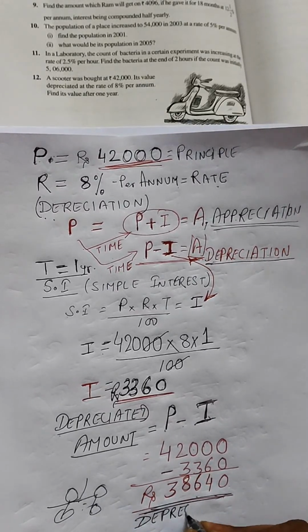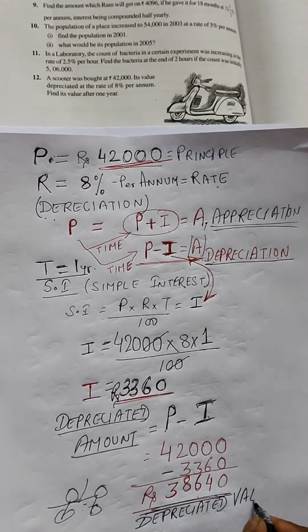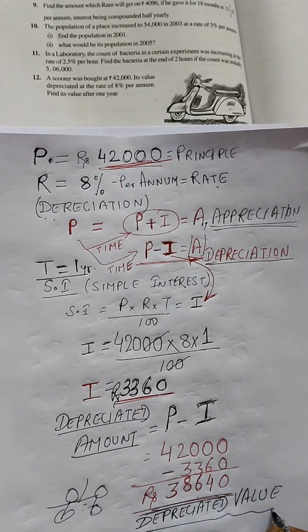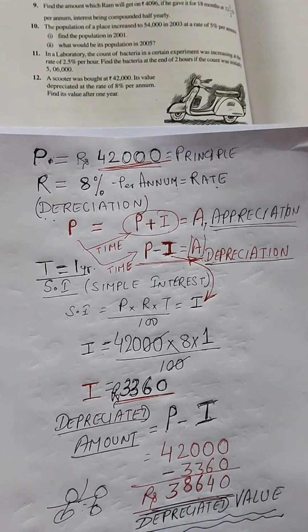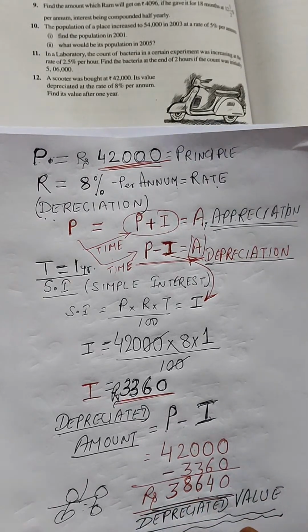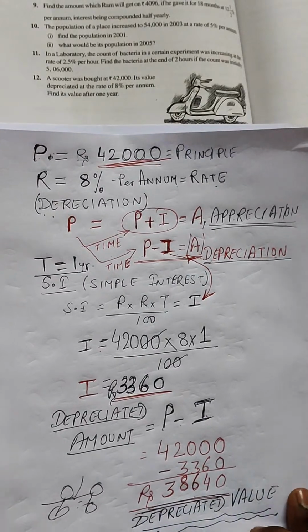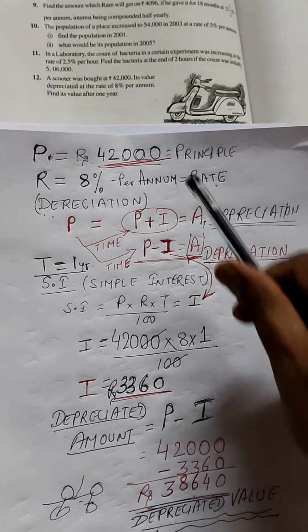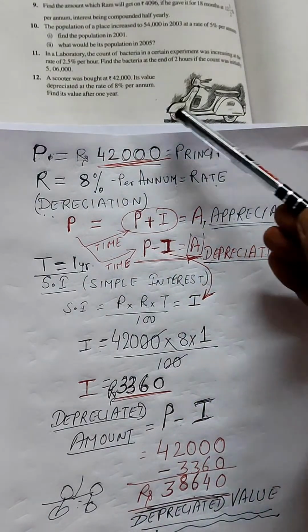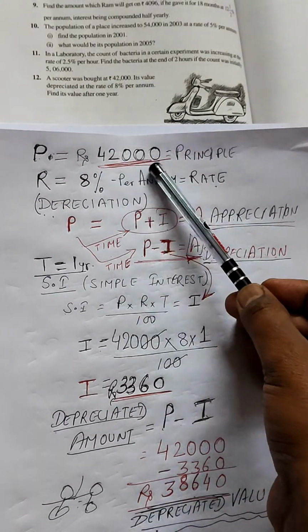Depreciated value. Value means the amount which you have invested and what is the value that remains, right? So in this way we have solved this question, right, students? Any query you can put up into the comment box. And this was the first question which we had taken from the NCERT. The scooter was purchased for 42,000. We have just calculated the depreciated value of that scooter over here, rupees 38,640, when the initial principal was 42,000.